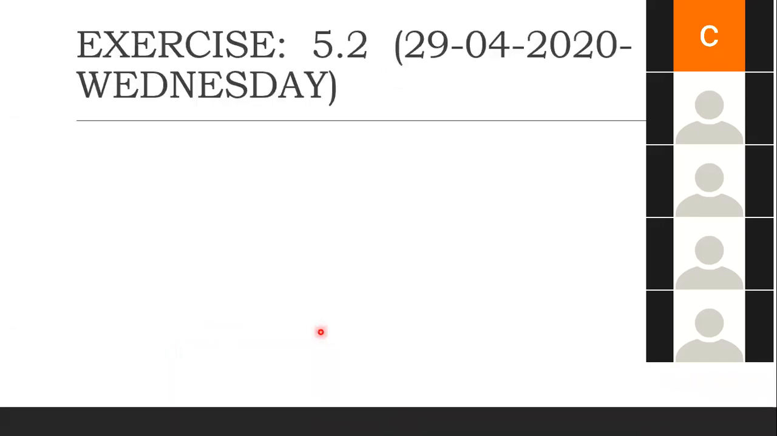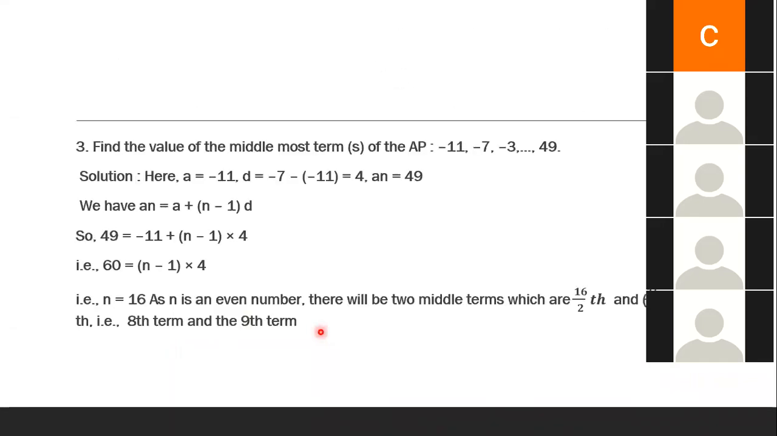Any doubt here, over there? Any doubt in the first three sums, children? No, ma'am. Just apply the N value here and find the 8th and 9th term. Next one. Next, I start from question number 16, exercise 5.2.